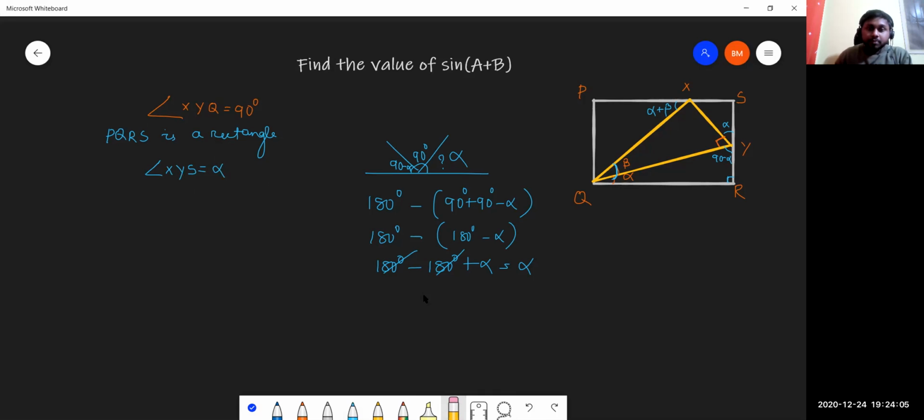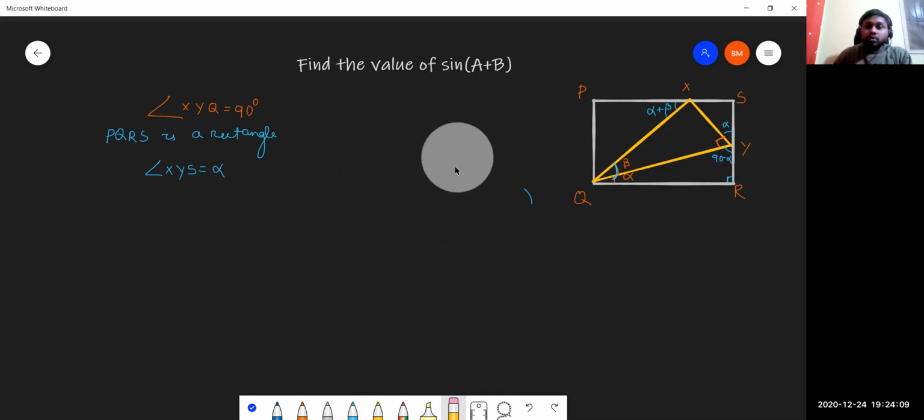I am erasing this explanation part here. So far we have got whatever angles we need for the proof. Now we will focus on the proof. First of all, I will consider this triangle QXY, so I will make three segments here.